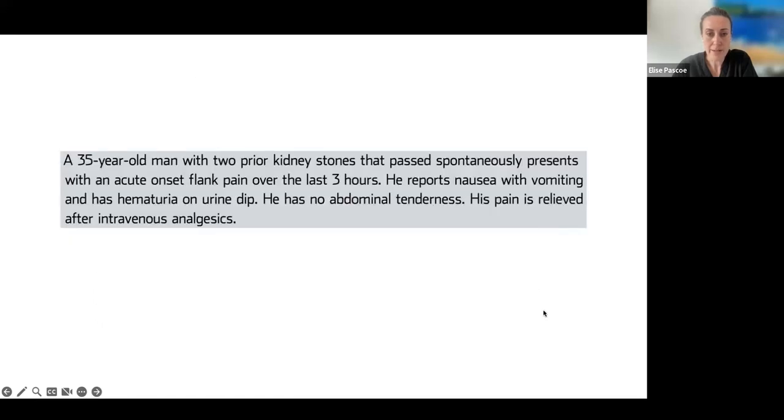All right, so a 35-year-old man who's had 2 prior kidney stones. They both passed spontaneously. He's got acute onset flank pain in the last 3 hours. He's got nausea and vomiting and has hematuria on his urine dip. No abdominal tenderness, and his pain is getting better with some analgesics. What kind of imaging would you choose? Anyone can shout out.